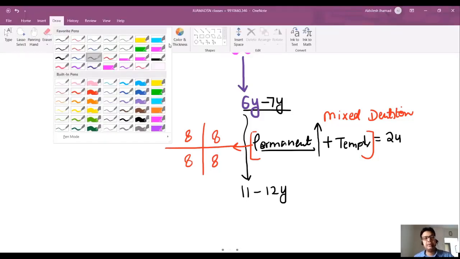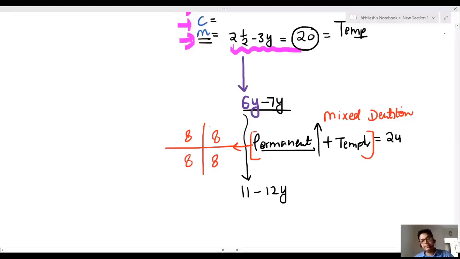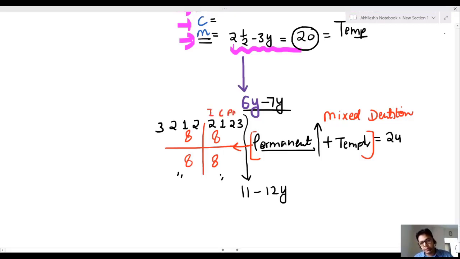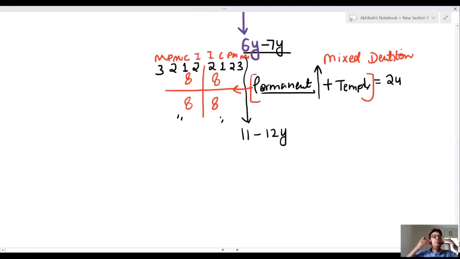What will be the formula of permanent teeth? It's very simple. It was 2102 in temporary. It is 2123, 2123 in each quadrant. What is this 2123? 2 incisors, 1 canine, 2 premolars, 3 molars. It's very simple.